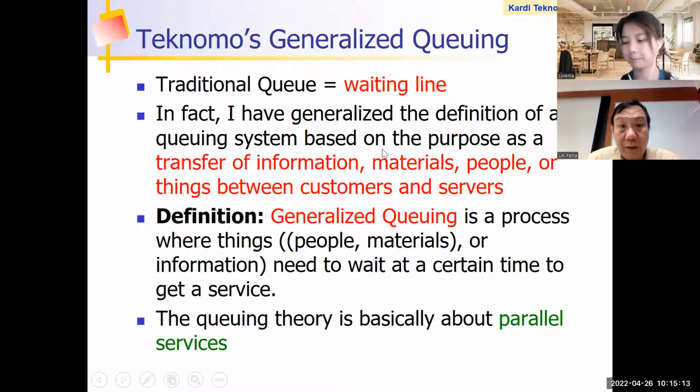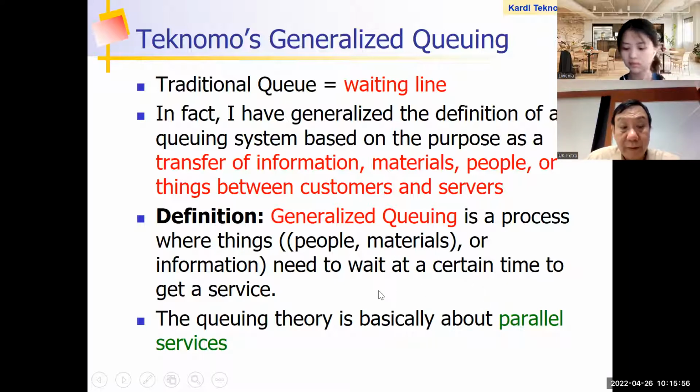What I propose is to generalize the meaning of queuing. Usually in many textbooks, you will see queuing is basically a waiting line. Now I try to generalize this definition of queuing based on the purpose of transferring information, material, people or things between the customer and the server. So it's not just the waiting line. With that we can say that generalized queuing is a process where things, which can be materials, people, or information, need to wait at certain time to get the service.